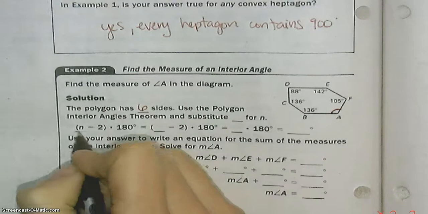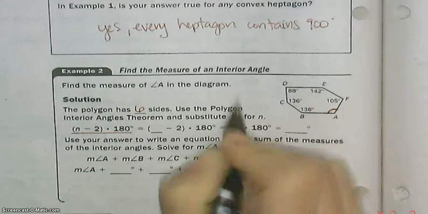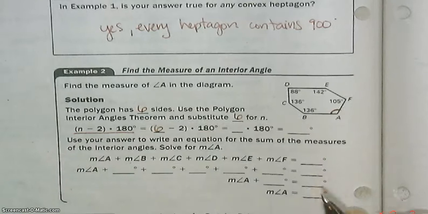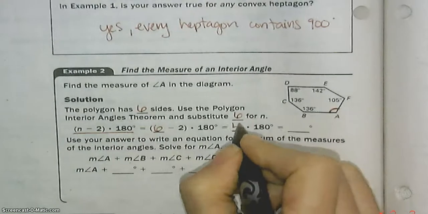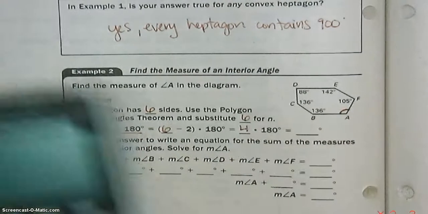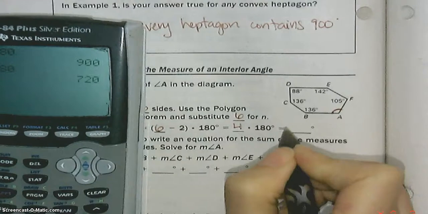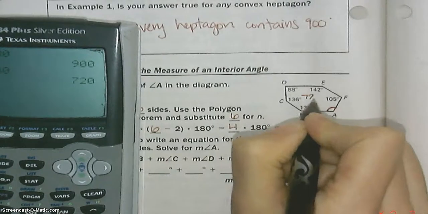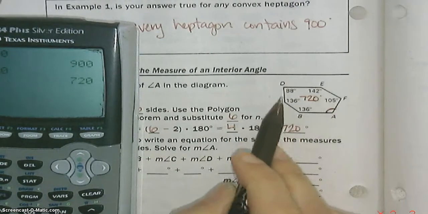All right, here's our formula. N minus 2 times 180. And we know n is 6. So 6 minus 2 times 180. That's 4 times 180. That's 720 degrees in this shape. So I want you to put 720 right in the middle. That's how many degrees are total in this shape.